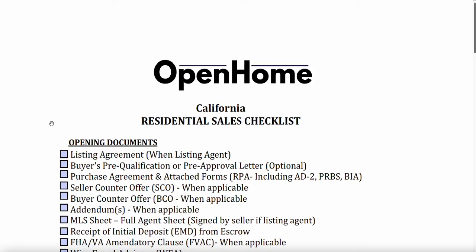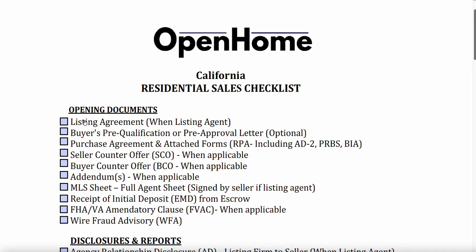We start with the opening documents here. You'll have the listing agreement when you're the listing agent, the buyer's pre-qualification or pre-approval letter. Now that's optional, but good to have. So you'll want to include that. It should have been included in the offer unless it's a cash buyer. Now the purchase agreement, you'll notice when you log into Zip Forms, it's a bundle. There's a bunch of disclosures and advisories that are before and after the purchase agreement itself. And that's basically this bundle right here. And that's what you'll want to include.